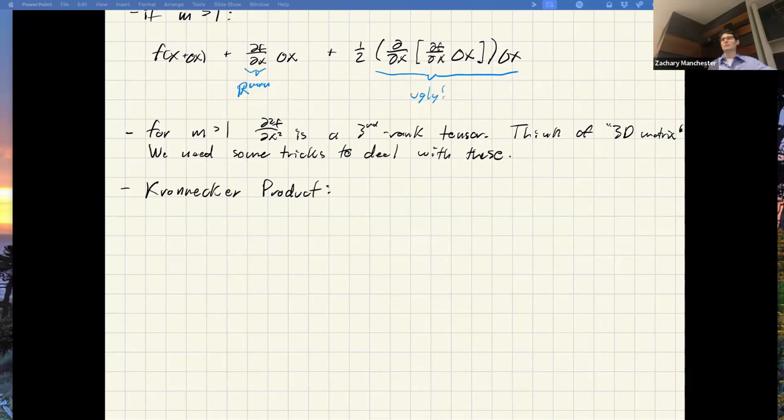These are really useful for building big sparse matrices and stuff like that. You can write a bunch of cute one-liners in terms of these instead of having to for loop around and index into your matrix. So the Kronecker product of two matrices A and B, you write it with this circle with an X inside symbol.